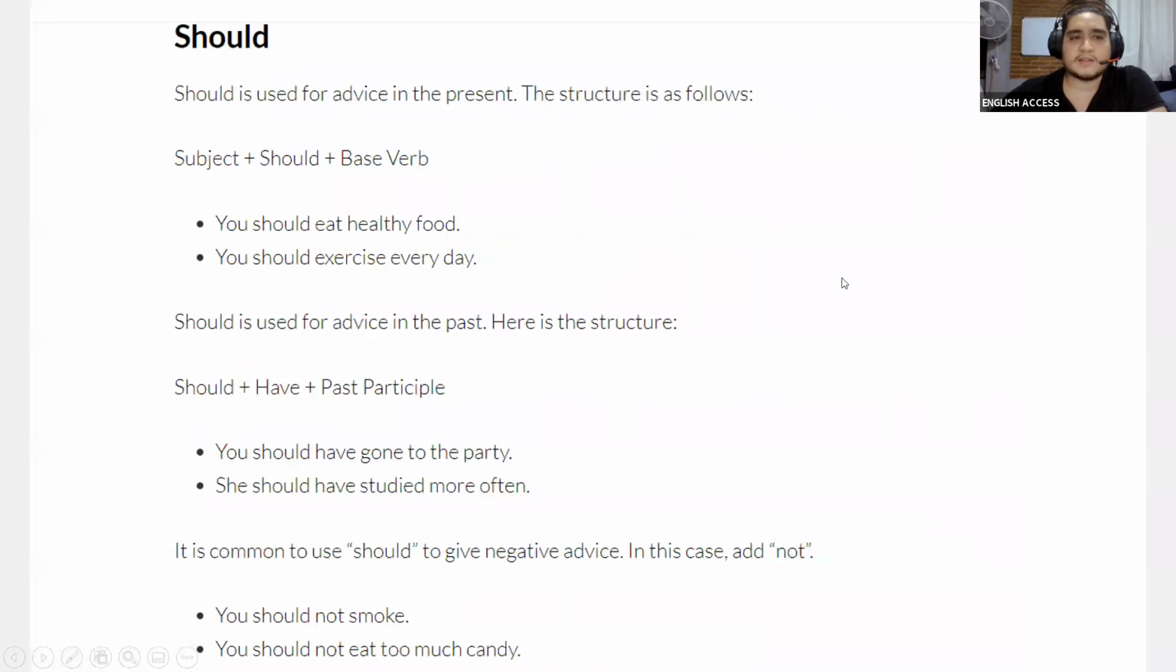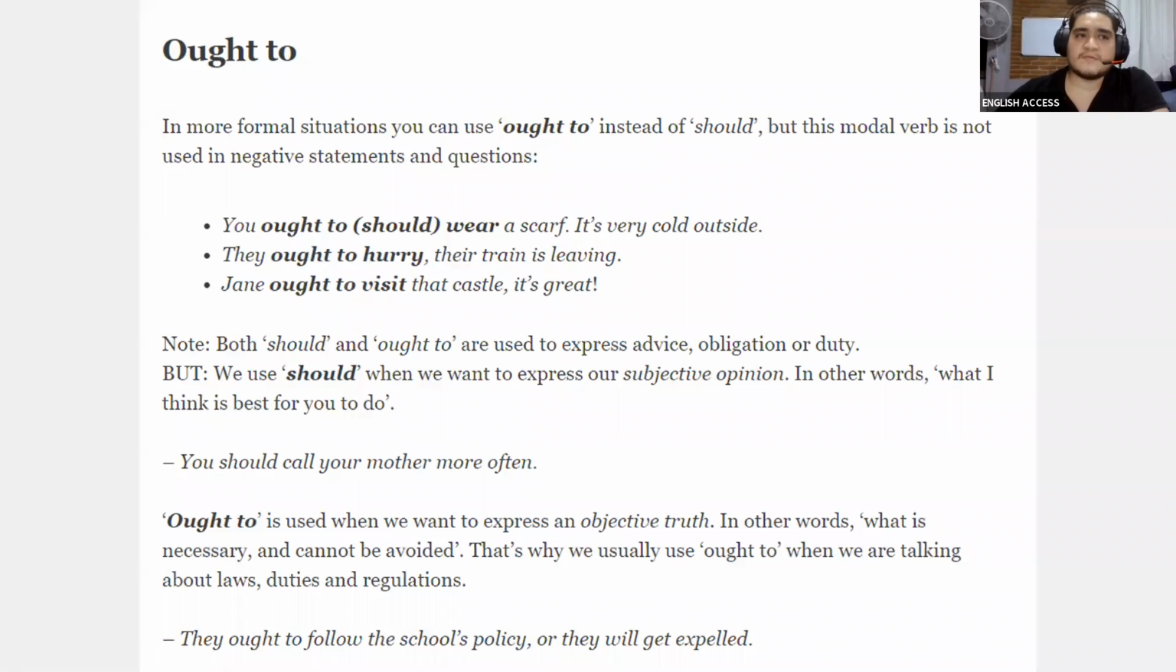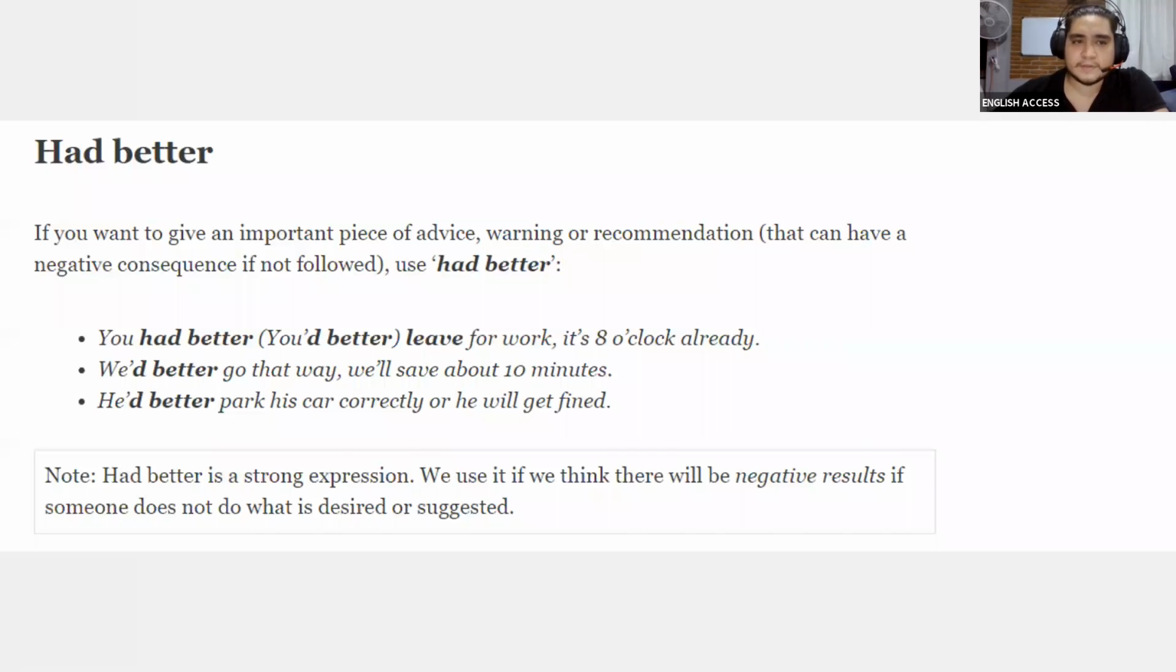And should, well, it's more casual, it's something that you feel. I think you should do this instead of the other thing, right? It involves personal feelings or personal emotion. Okay. All right. Good.